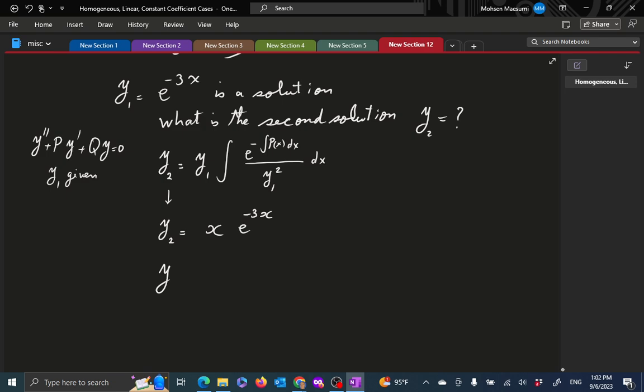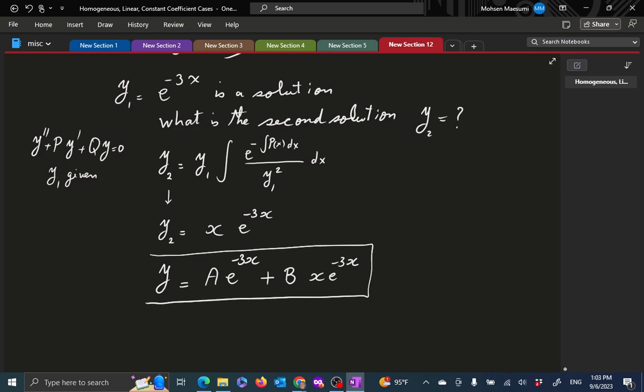So what is the general solution? Your first solution was y1, and any multiple of that is fine. Your second solution is x multiple of the first, which is x exponential of minus 3x. Any multiple of that is also a solution. And one thing we get out of linearity is that any linear combination of these two solutions is a solution. So that becomes the solution that we have.